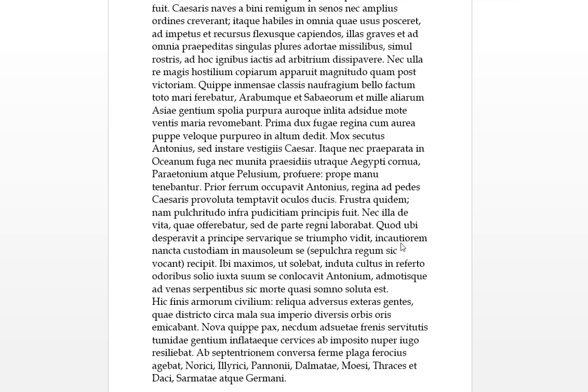In cautiorem, the comparative, nancta. This comes from nanciscor, which means she saw, obtained, or came across. She saw the incautious guards, basically, custodians. And so in mausoleum, sepulchre regum sic vocant. So here she is, recapping: she took herself into the mausoleum after she had obtained a little gap, with the guards not paying attention. Sepulchre regum sic vocant, which means the royal sepulchre is thus called a mausoleum.